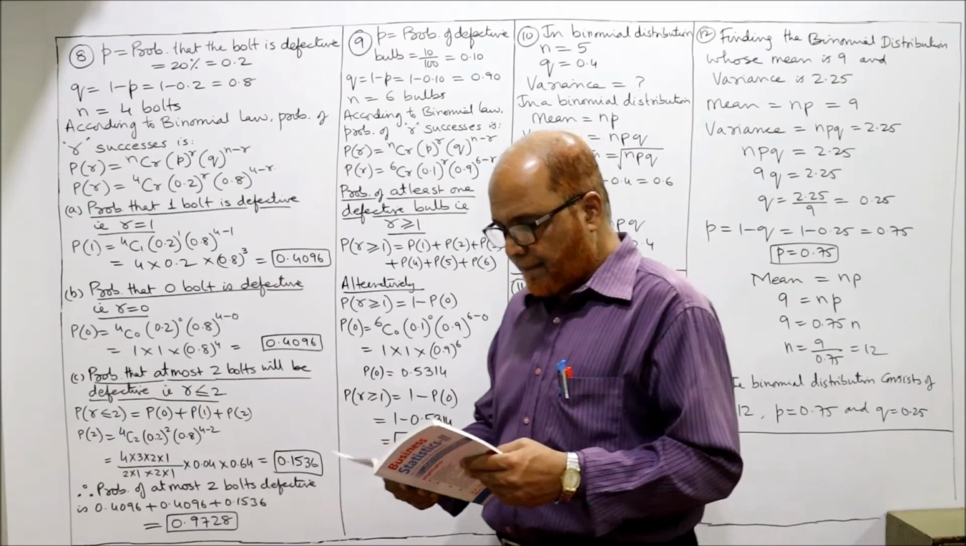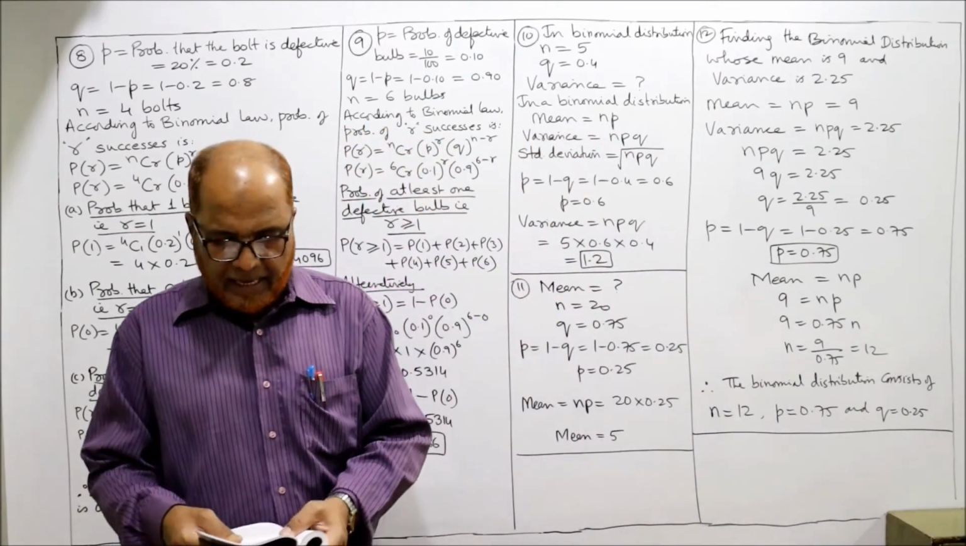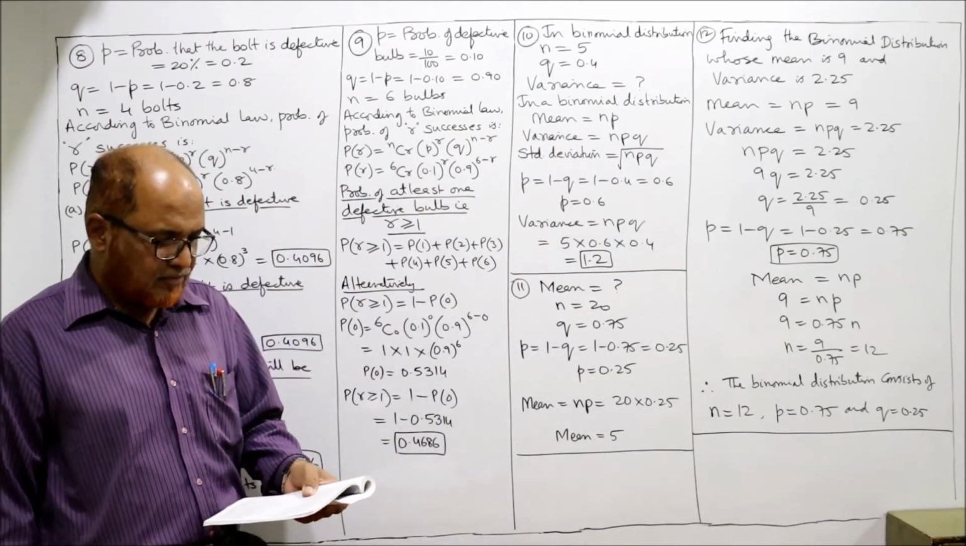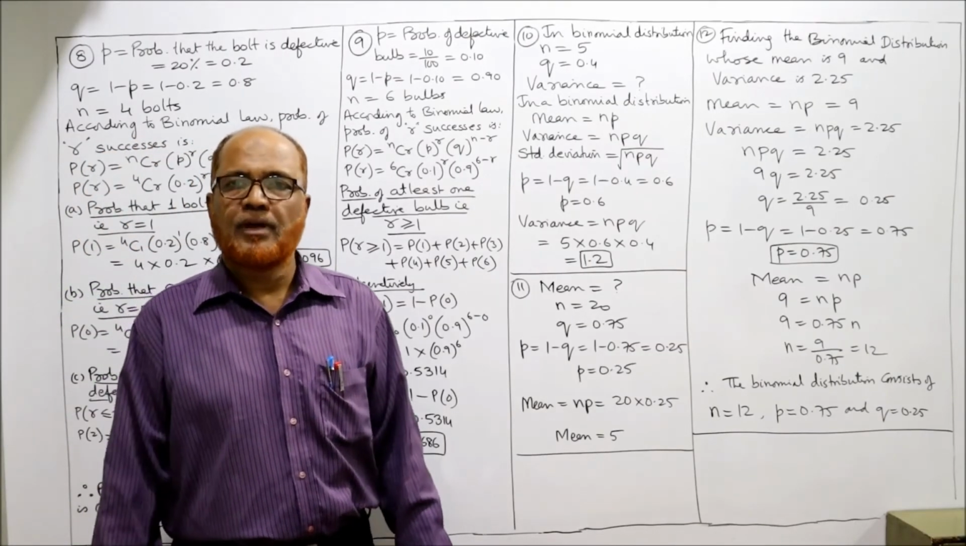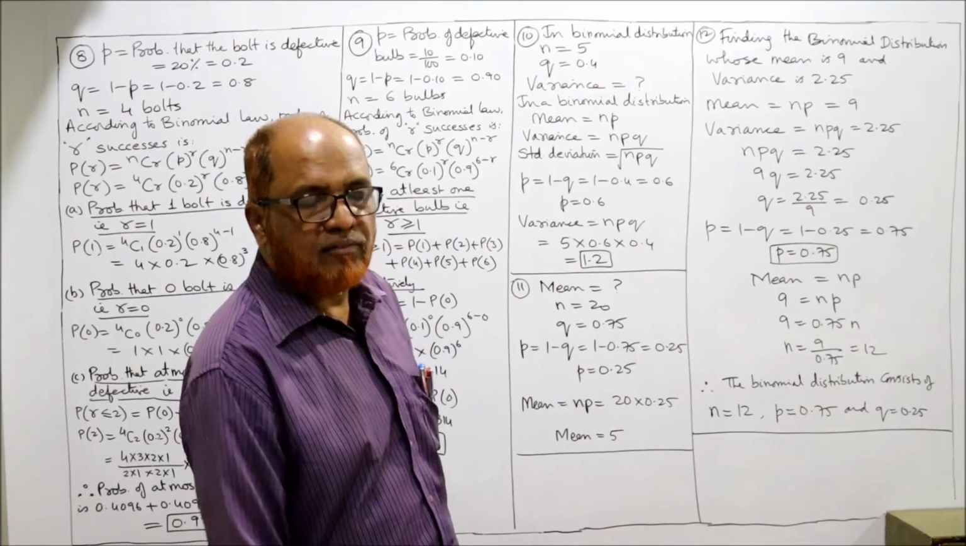Problem number 10, you see. In a binomial distribution, n is 5, q is 0.4. Find the variance of the distribution. A different problem. In this problem, you are required to calculate the variance.